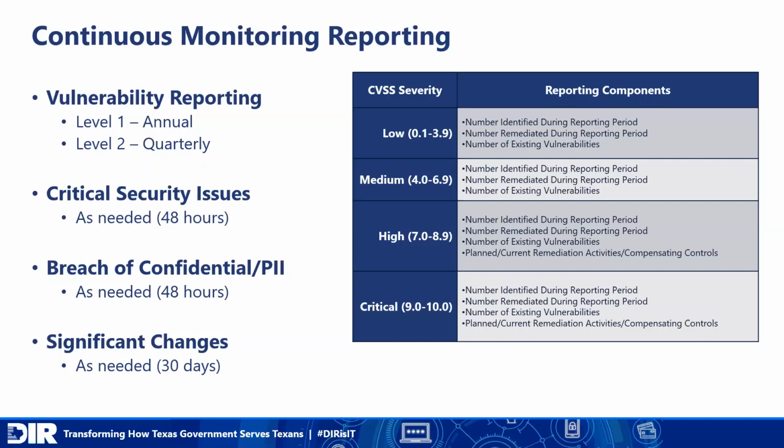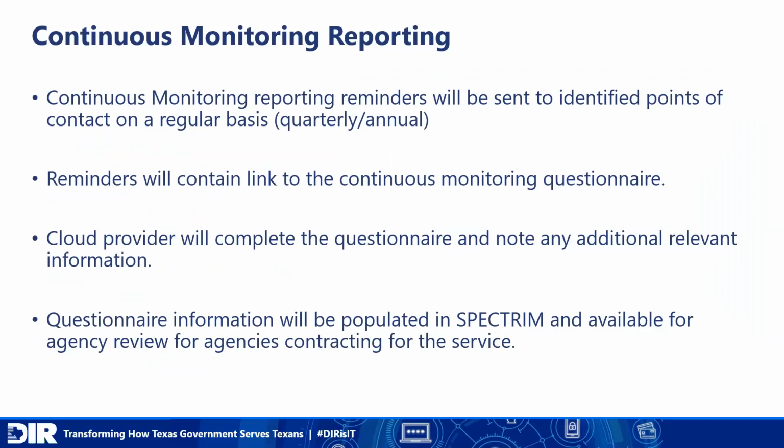How continuous monitoring actually works in this case: we will be utilizing the same mechanism that we are using to collect the assessment results initially. That's through our vendor portal, and that information will be piped back into Spectrum. We will have automated reminders sent to the points of contact for that cloud service to submit their ongoing monitoring requirements, annually for level 1 and quarterly for level 2. We'll send out those reminders with a link to the questionnaire. They complete it, note any additional relevant information for that time period, and then we will pipe that back in and provide it to the contracted agencies for review through Spectrum.